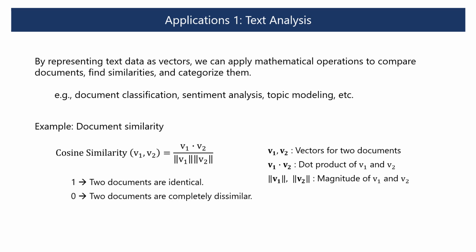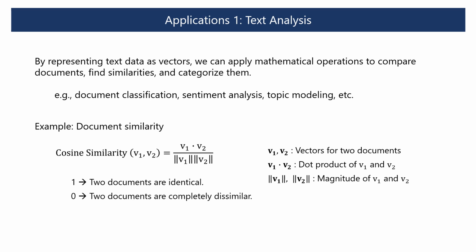Let's focus on document similarity as an example. Using vector space models, we can measure the similarity between documents by calculating the cosine similarity between their corresponding vectors. The cosine similarity measures the cosine of the angle between two vectors, providing a measure of how similar the vectors are, regardless of their magnitude. If v1 and v2 are the vectors for two documents, we can quantify the similarity between the two documents using this formula.